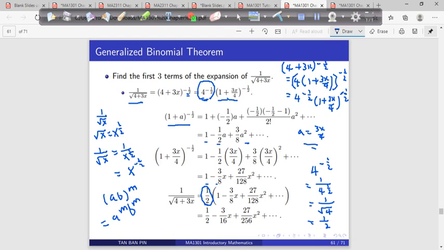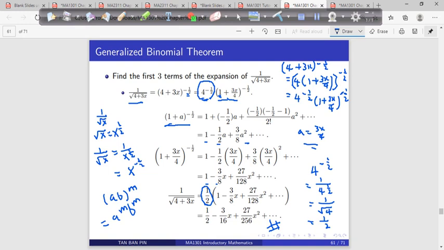This half is because of 4 power minus half here. Just now we took out a 4 to make it 1. You must make it 1 plus something so that you can apply the generalized binomial theorem. So you must write the half in. Eventually this will be the expansion you are looking at. So this is the expansion for 1 over square root of 4 plus 3x.